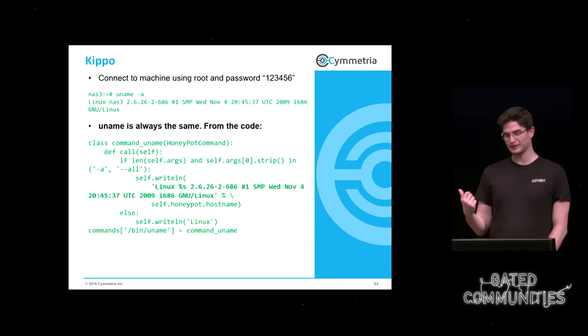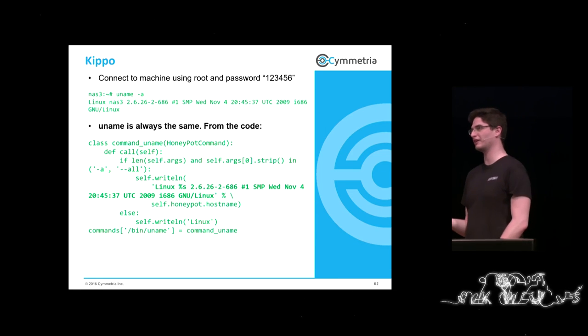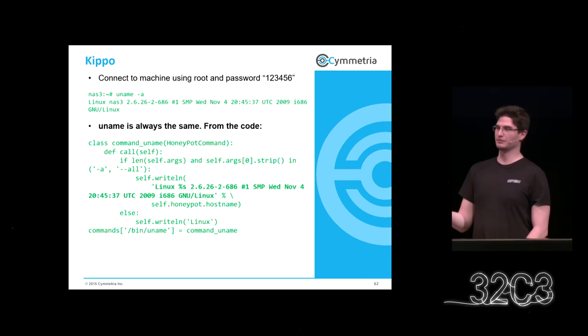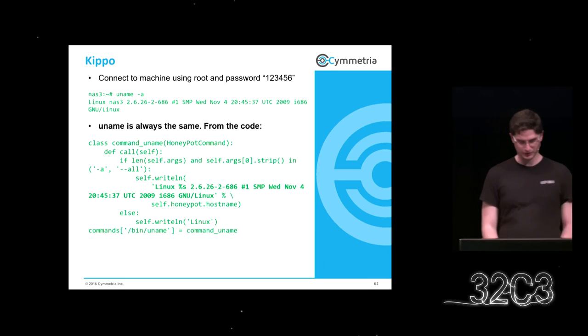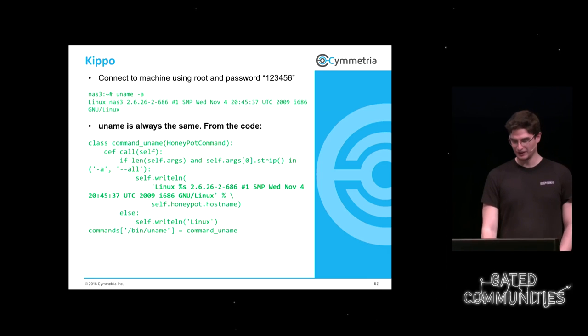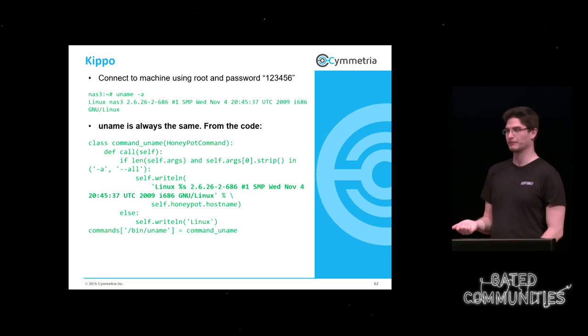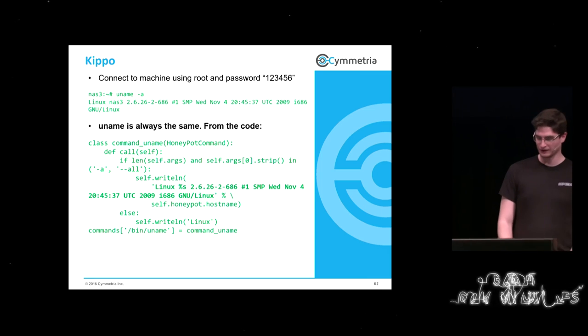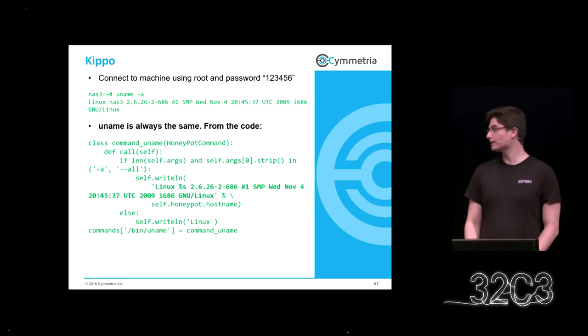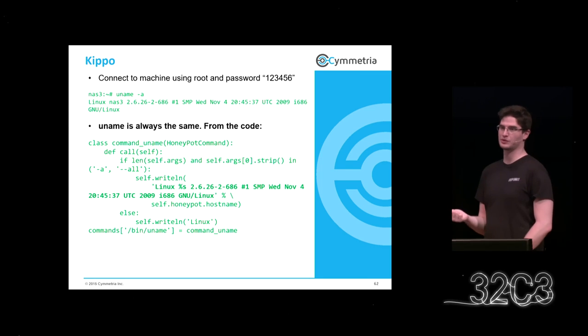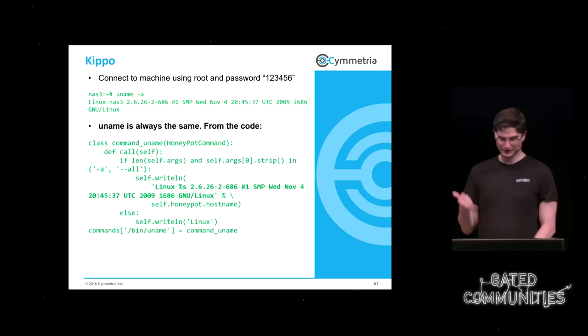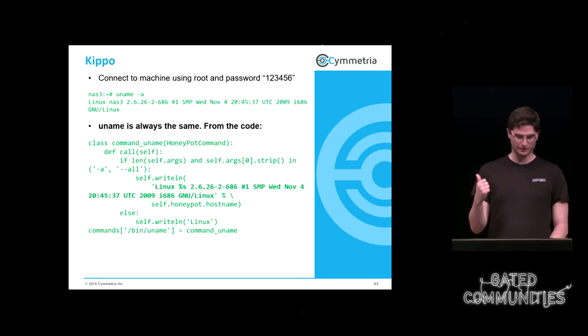After all those fixes, we were interested in looking for something that, even after all that, still identifies Kippo. So we found a few things. One is that if you run the command uname, it gives you the same thing all the time. The only difference is it changes the name of the machine that you chose in your configuration. Now, this is pretty cool because it gives the compile time of the kernel. This is a pretty unique identifier.